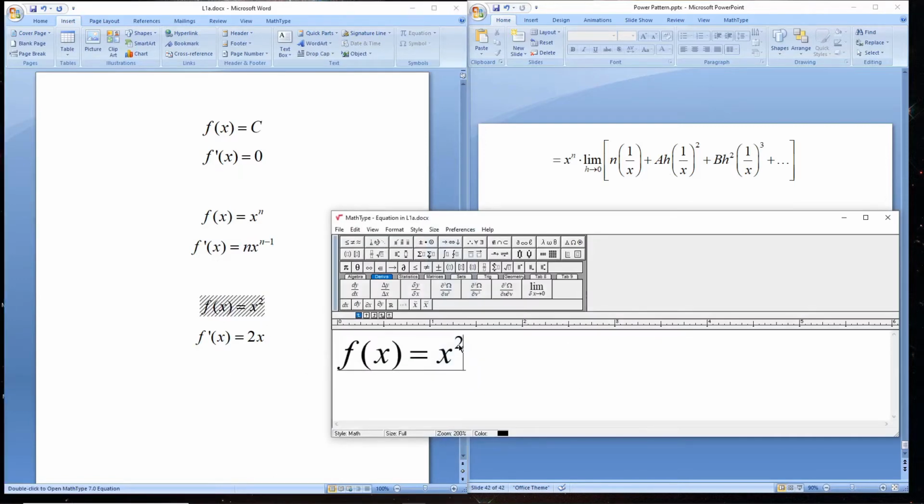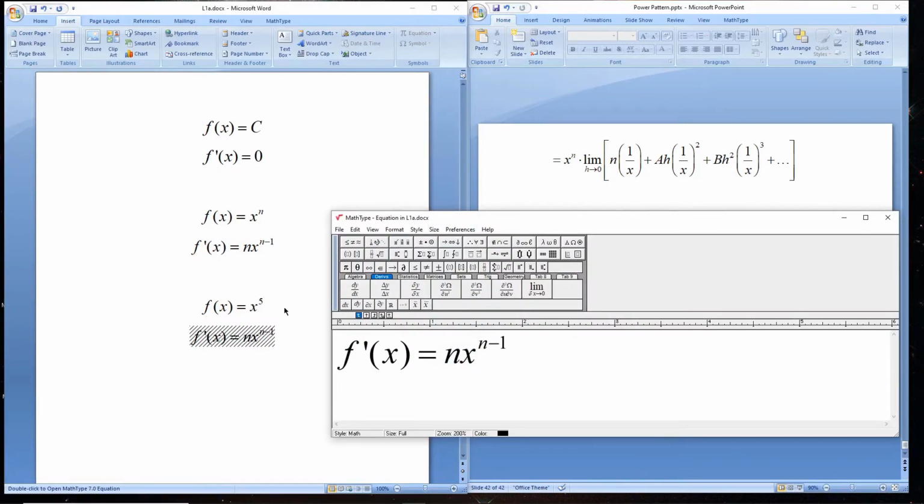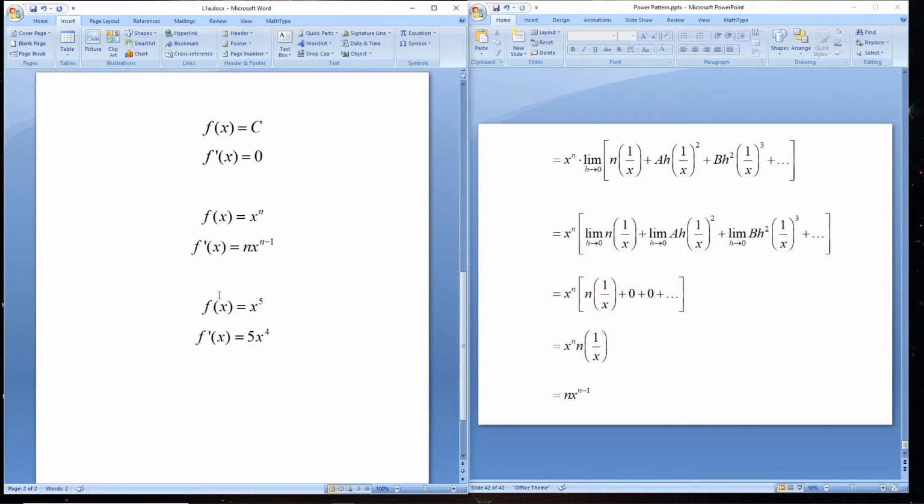So how about x to the 5th? What is that derivative? Well, the derivative pattern says identify n. n is 5, and so we'll put in a 5 everywhere there's an n. 5 minus 1 is 4, and that's our derivative. The derivative of x to the 5th is 5x to the 4th. That is the derivative.